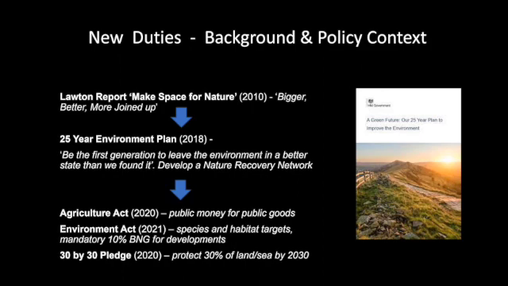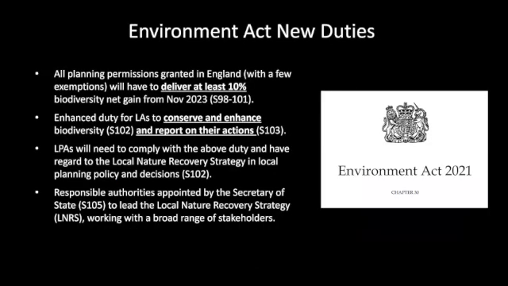Reducing stormwater runoff. The Environment Act in 2021 gained royal assent in 21, set species and habitats targets and a mandatory minimum 10% biodiversity net gain for developments. There was also the 30 by 30 pledge, which was to protect 30% of land and sea by 2030. So a lot of good intentions here, I have to say. See how well they'll deliver by 2030.